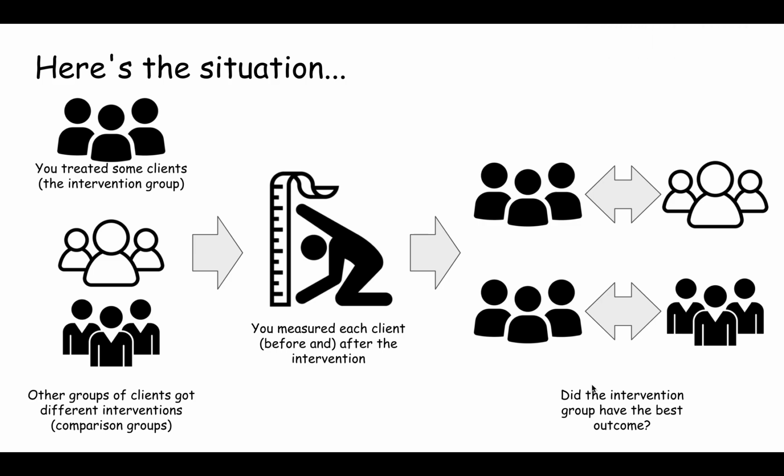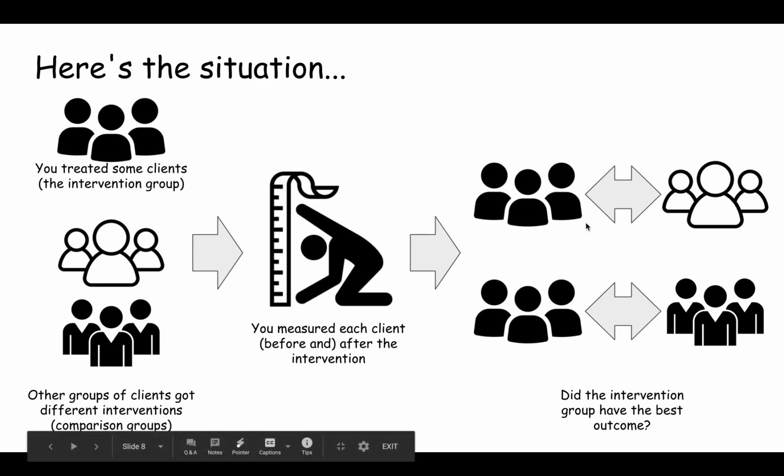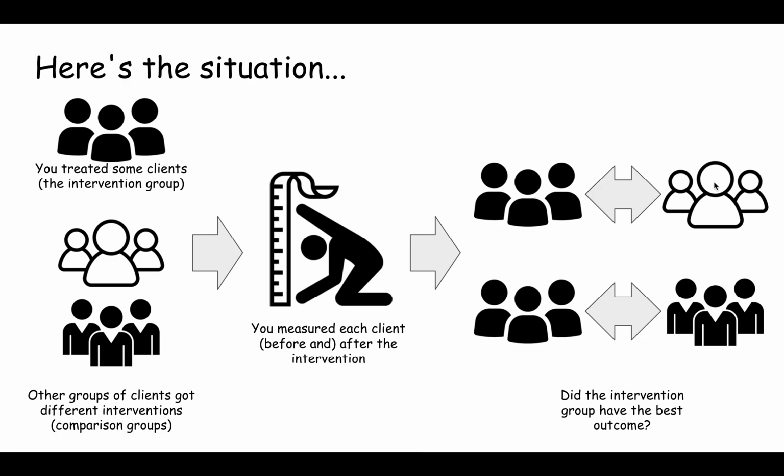So the situation: you've treated some clients, your intervention group, the group that you care about, and you're going to compare that group's outcomes to some other groups that you've also taken the same measure from, and they're your comparison groups. And you have more than one comparison group. So you're going to make multiple comparisons. You've got the intervention group and your first comparison group, and the intervention group and your second comparison group.